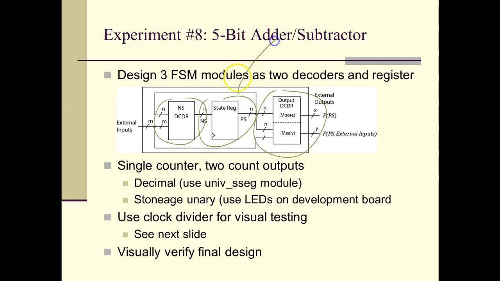The good thing is this is simply a register. The register is listed on Canvas. You don't need to do anything special for it. The main things you'll be doing in this experiment are designing a next state decoder and an output decoder.